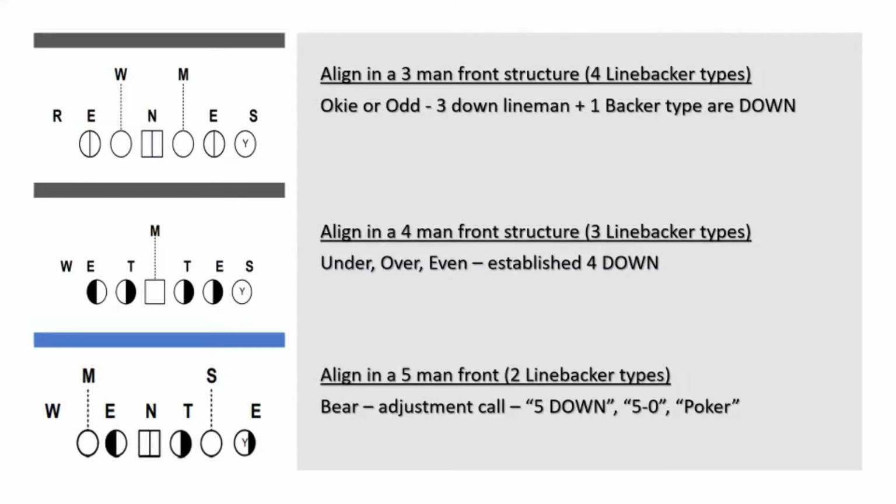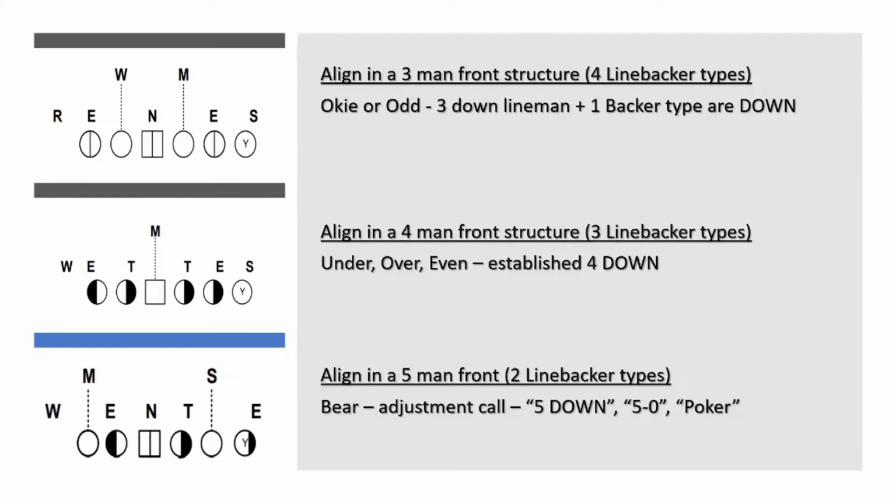The middle diagram is a true 4-man structure with a 3 linebacker type. So you have a Sam, Mike, Will. You have 4 already established down guys. Whether you line up in an under front and over front and even front, it doesn't matter. But we know who the established 4 down are.